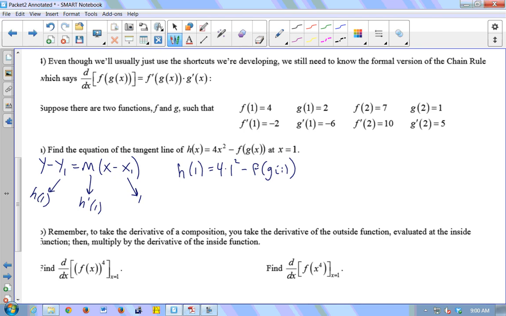We're going to use these values that they gave us. You're right, I don't have a formula. I do not have a formula. Well, what's f of g of 1 means take g of 1 and plug it into f, right? Do you know what g of 1 is? What is it? 2. So this says take 2 and plug it into f. Do you know what f of 2 is?